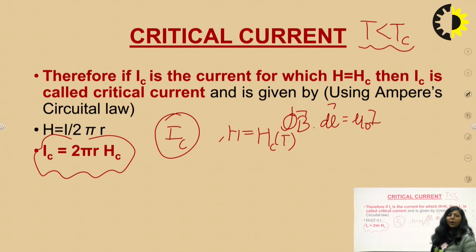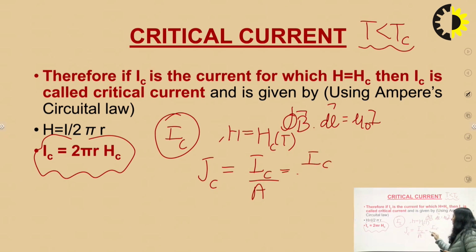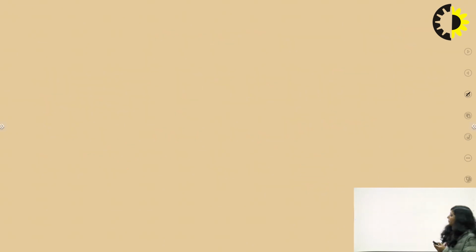If this is the formula for critical current, you can easily define critical current density. You all know that current density is actually the ratio of current and area. So when we talk about critical current density, it will be critical current upon area. So this will be Ic upon pi r square. Now we will see how to find this critical current and critical current density.